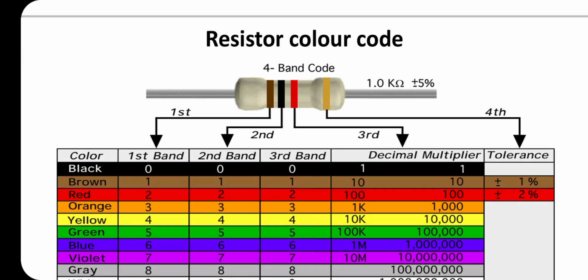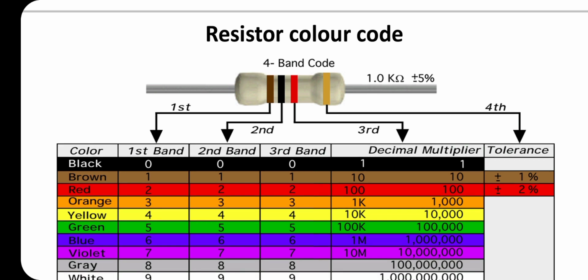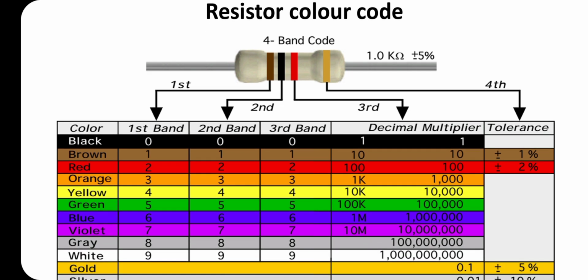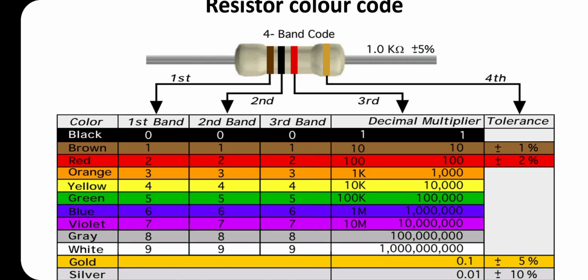This is a resistor color code. This is 4 band. First and second band represent the first 2 digits and the third band represents the decimal multiplier. And the fourth one is the tolerance. For black, first band is 0, second band is 0 and third band decimal multiplier is 1. For brown, it is 1, 1, decimal multiplier is 10. For red, first and second band is 2 and the decimal multiplier is 100.